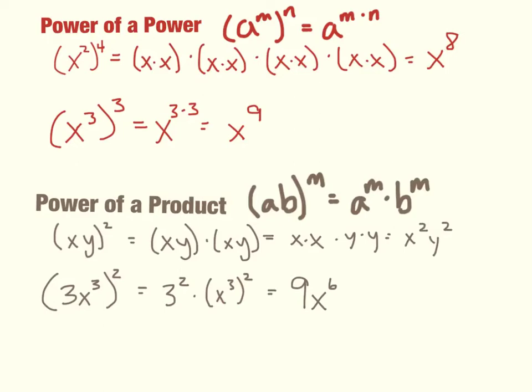Now, if I wanted to, I could have written all of that out. 3x cubed squared would be 3x cubed times 3x cubed, right? So it happens twice. And now what's 3 times 3? 9. How many x's are there? 6. So it's the same thing. The properties just let me shorten what I'm doing.